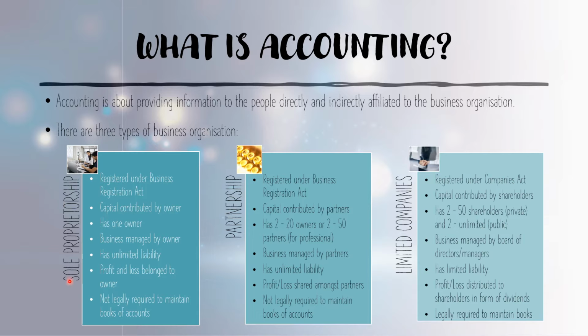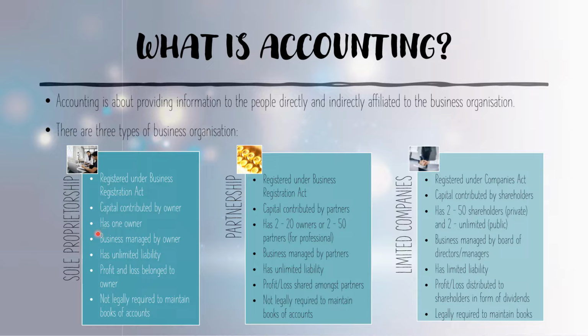For example, sole proprietorship is registered under the Business Registration Act, and the partnership is also registered under the Business Registration Act. However, limited companies are registered under the Companies Act. So this will be the difference under the characteristic of registration. The second characteristic would be the capital. Under sole proprietorship, the capital is contributed by the owner. Under the partnership, the capital is contributed by the partners. However, for the limited companies, the capital is contributed by the shareholders.